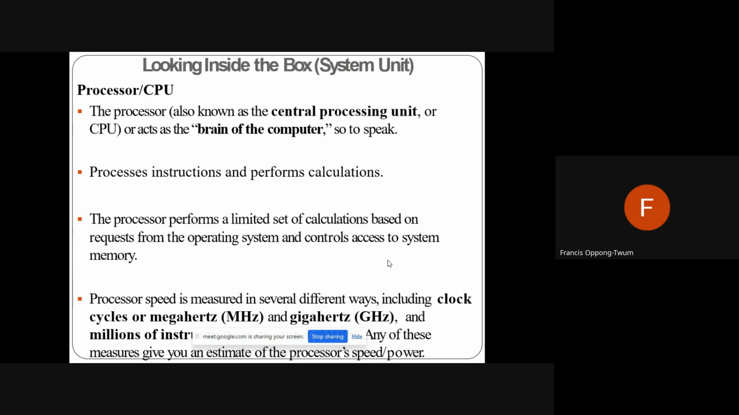And at the basic level, at the JHS level, we also see that the processor can act as the brain of the computer, so to speak. Sometimes we refer to it as the brain of the computer. Somebody will also advance the argument.